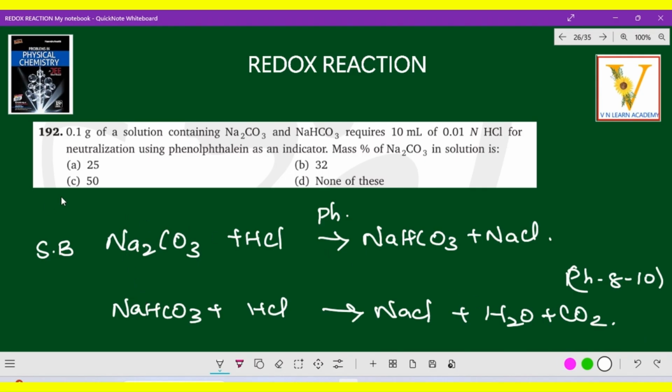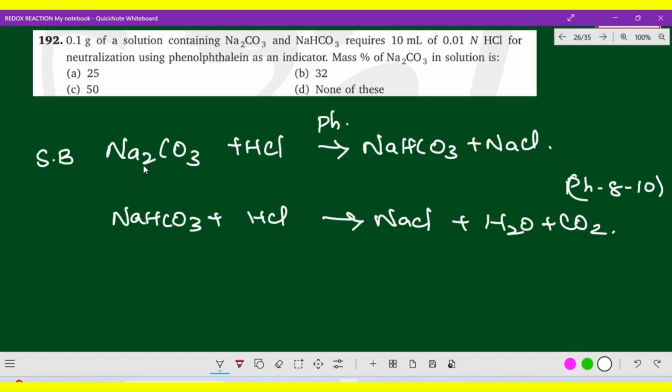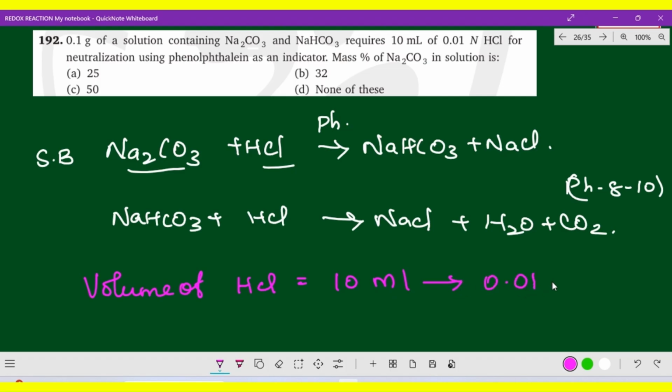Now here, 0.1 gram of the solution containing Na2CO3 and NaHCO3 requires 10 ml of 0.1 N HCl. As we observe, 1 mole of Na2CO3 reacts with 1 mole of HCl, so the mole ratio is 1:1. Let us write the data so that it is easy to identify. The volume of HCl is 10 ml, which we convert into liters: 0.01 liter.